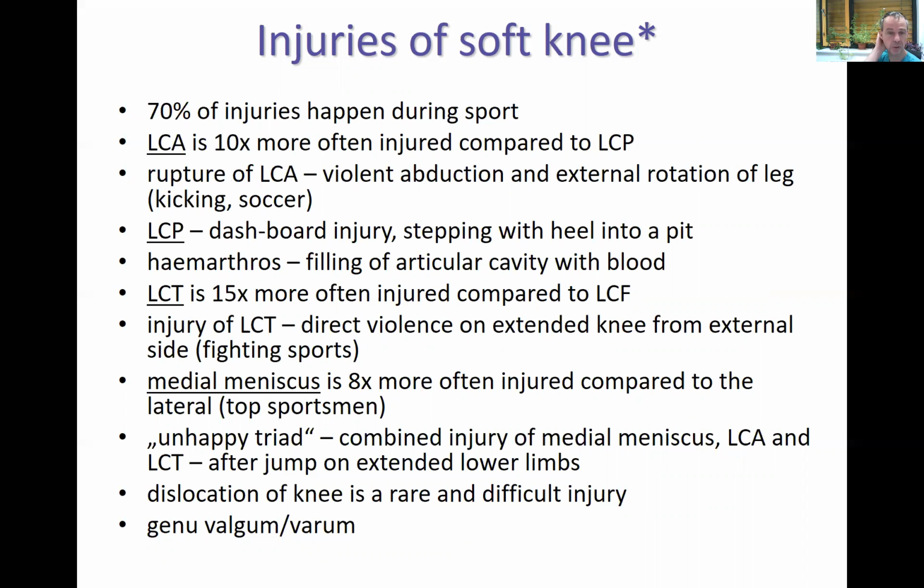And the medial meniscus, which is grown together with the tibial collateral ligament, is much more often injured. So if we combine this, it can happen to you mainly during skiing when the leg, ankle and foot is fixed in the skiing boots, then the combined injury of the tibial collateral ligament, medial meniscus, and anterior cruciate ligament happens, and it's called an unhappy triad. Yeah.